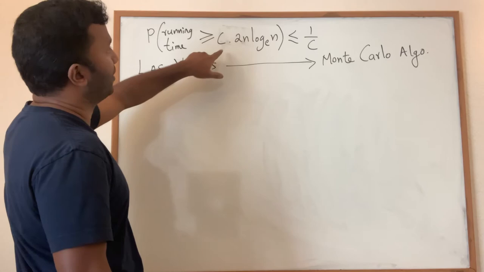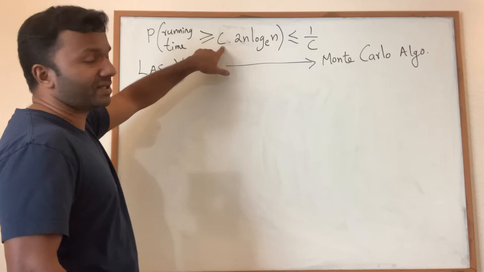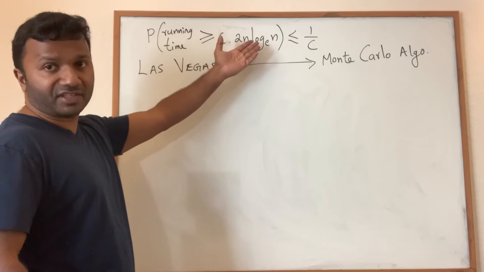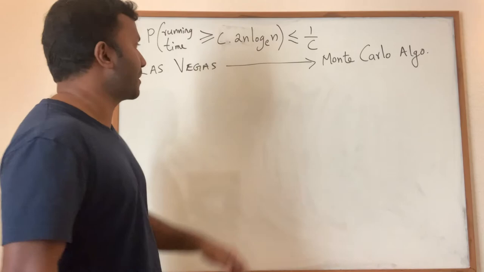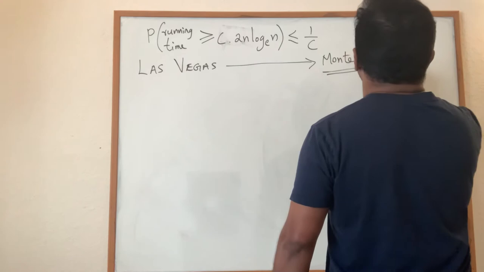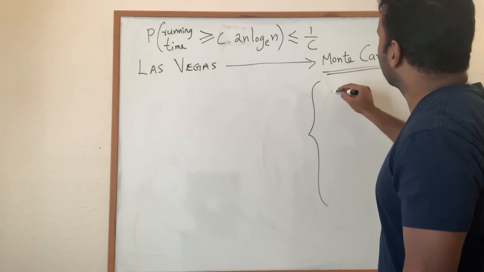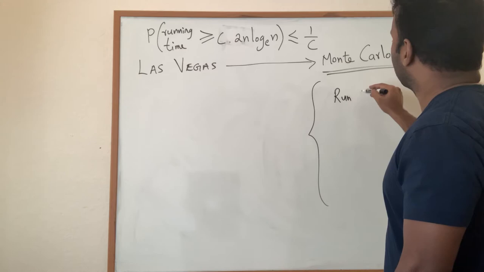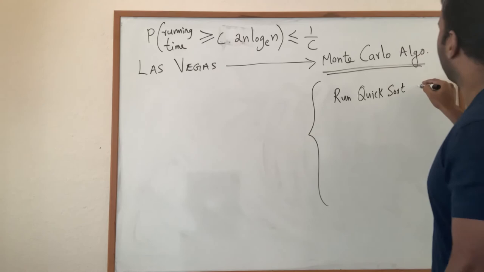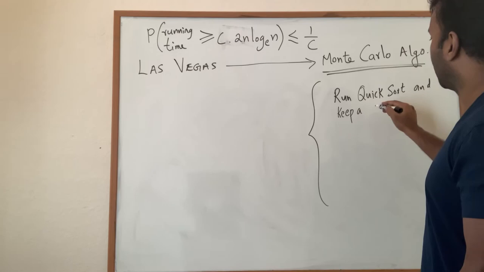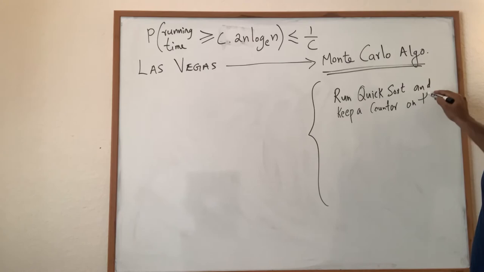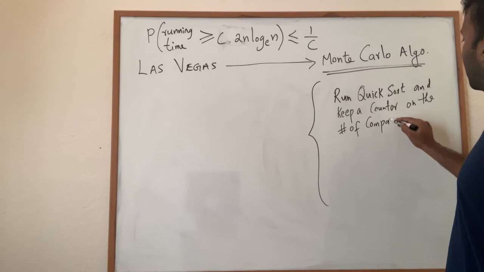First thing I want you to notice is this. If I fix the value of C as 2, that means the probability that this algorithm takes twice the time with respect to the expected runtime is less than 50%. So here is my new Monte Carlo algorithm, and this is what I'm going to do. First, you run quicksort, and keep a counter on the number of comparisons.